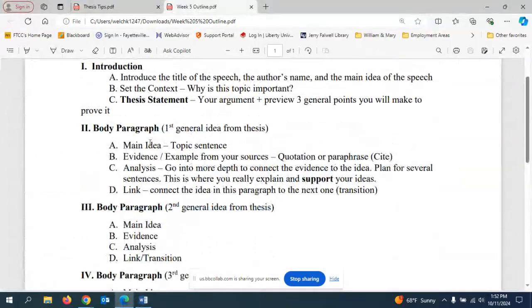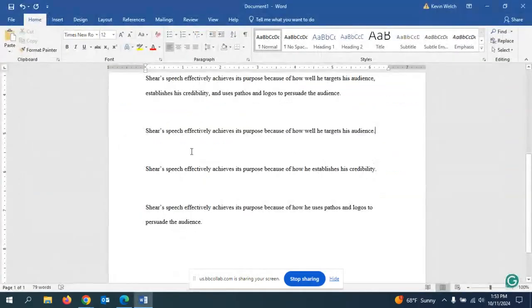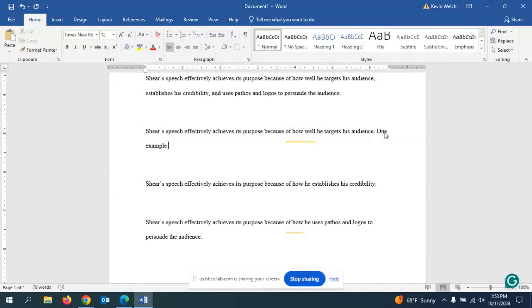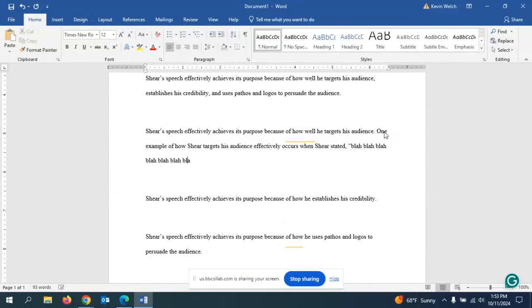In my outline, it says, after I have the main idea, the topic sentence, I want to use evidence. I want to analyze that evidence and have a linking statement. Notice it spells MEAL. That might help you remember how to structure your body paragraphs. So if I'm going to say in my first body paragraph that Scheer targets his audience and does so effectively, I want to give an example. One example of how Scheer targets his audience effectively occurs when Scheer stated, and then I'm going to quote whatever Scheer stated that I think proves that point.